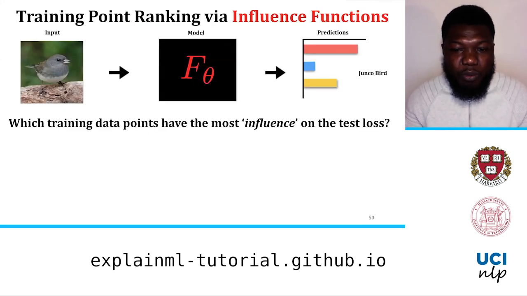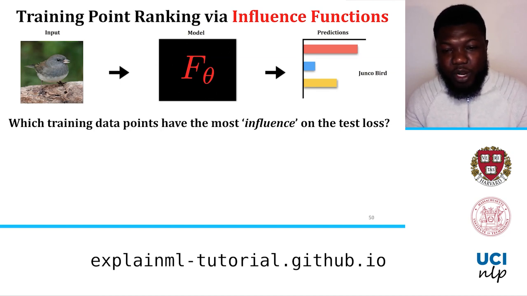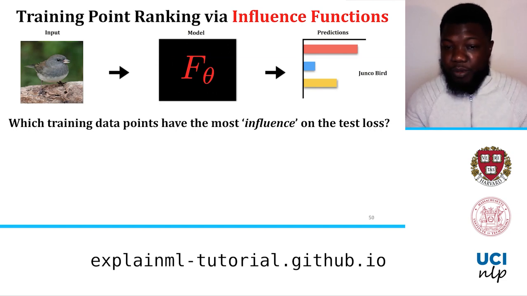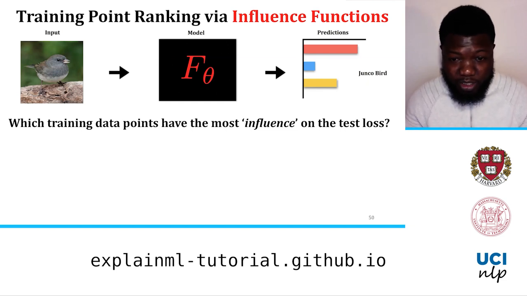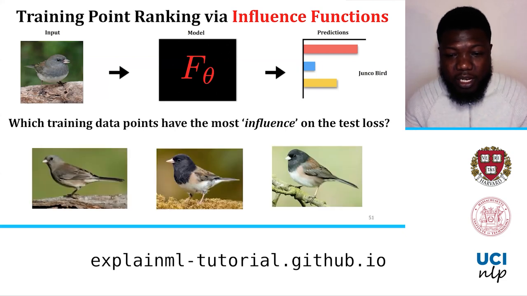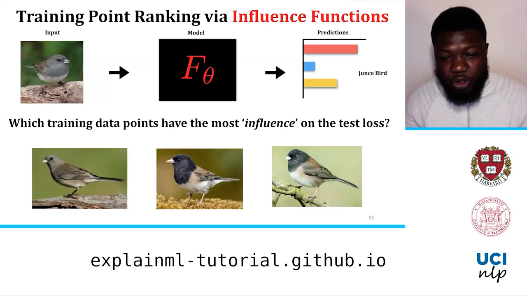One method that we'll look at in a little bit of detail is training point ranking via influence functions. This method can answer a question of the sort: which training data points have the most influence on the test loss of this Junco bird example? You compute this method, and it can give you a ranking of all of your training points according to their influence on the test loss of the Junco bird example. And let's say you get an answer of this sort. And these are all Junco bird examples.